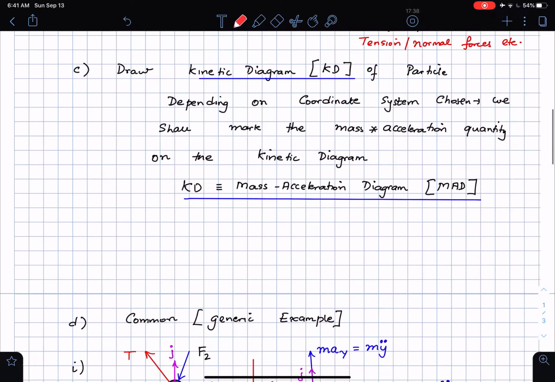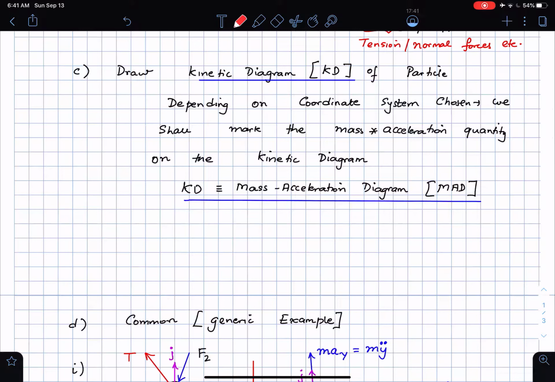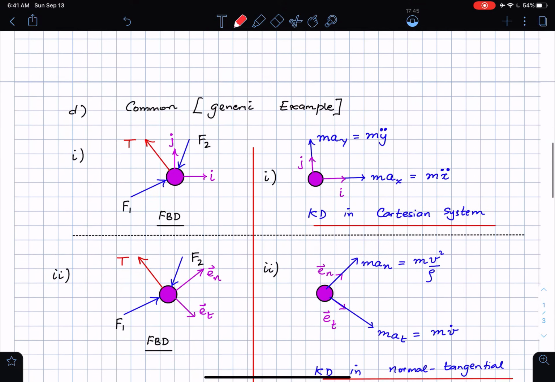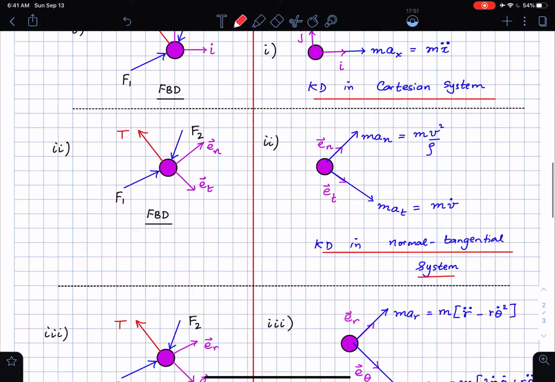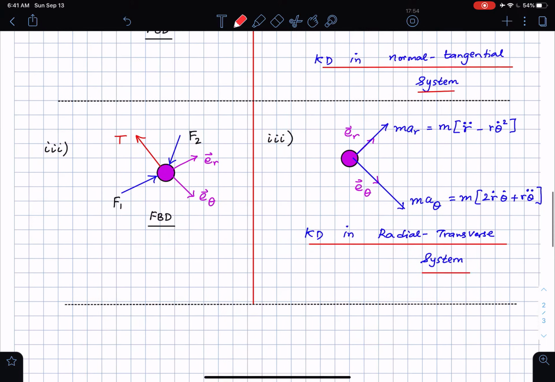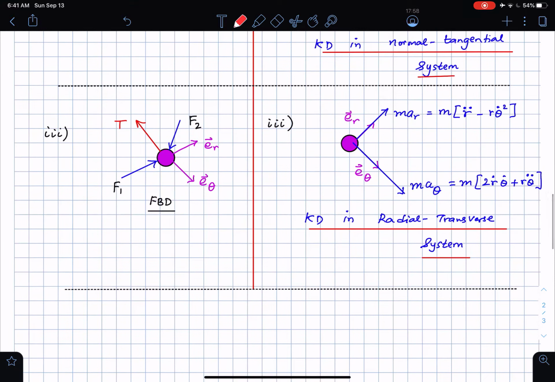And then you draw the kinetic diagram. Very important, how to draw the kinetic diagram: all you do is just say mass times acceleration, depending on the coordinate frame. If it's a Cartesian frame, it's m x double dot or m y double dot. If it's normal tangential, it's m v dot and m v squared by rho. And if it is a polar coordinate frame, then you have these two quantities here, the radial acceleration and the transverse acceleration components. Make sure that the same coordinate frame is utilized in the free body diagram as well.